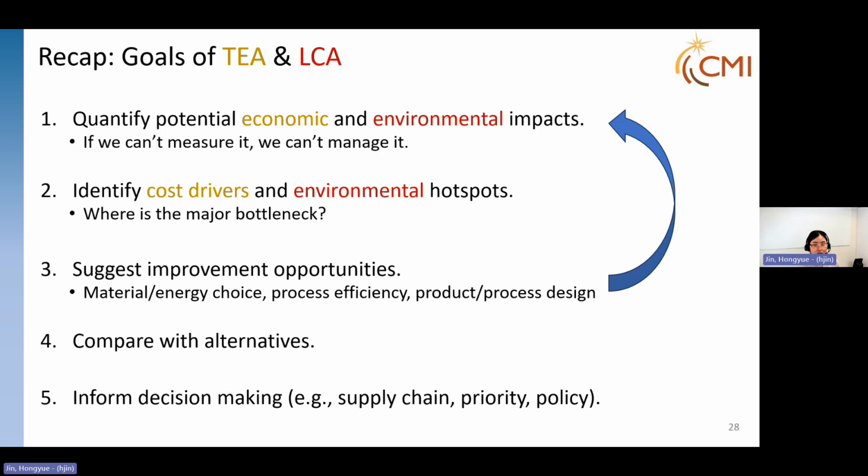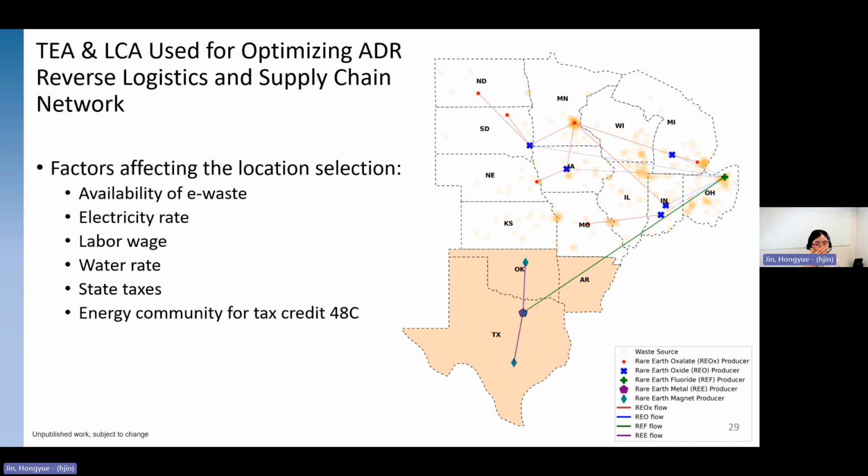In this case, we looked into the supply chain impact in this slide. Due to the time constraint, I'm not going through this slide. At a high level, it is saying that we can use the TEA and LCA information to optimize the reverse logistics of recycling e-waste and recycling those swarf, so that we can minimize the logistics-related costs and provide the maximum economically feasible solution.